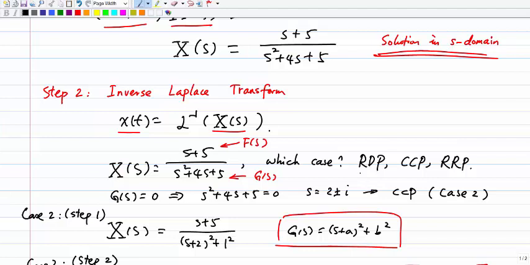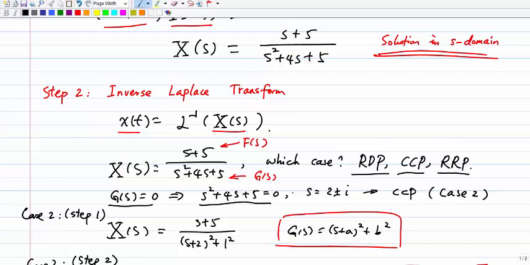I talked about three cases: real distinct poles, complex conjugate poles, and real repeated poles. You want to check which case this one falls under. So I first want to find out what the poles are. The poles are found by setting the denominator, this is g(s), to 0 and trying to find a solution.